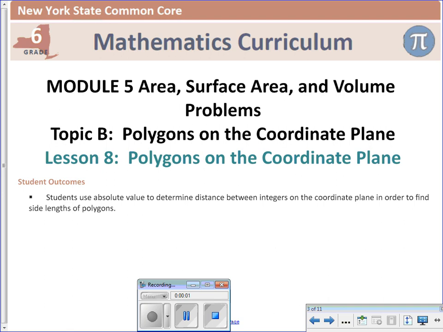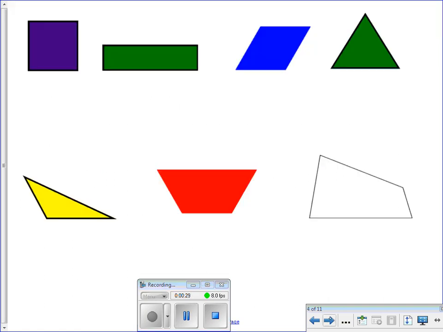Module 5, Lesson 8. Today's lesson is another wedding, another marriage. You already know how to do area of figures. You know how to do distance on a coordinate plane. You know how to read coordinate planes. So today we're going to find the area of polygons on the coordinate plane. Okay? So before we jump into the notes, I just want to review a few things.